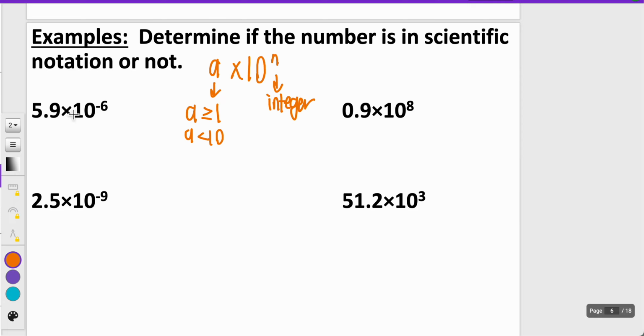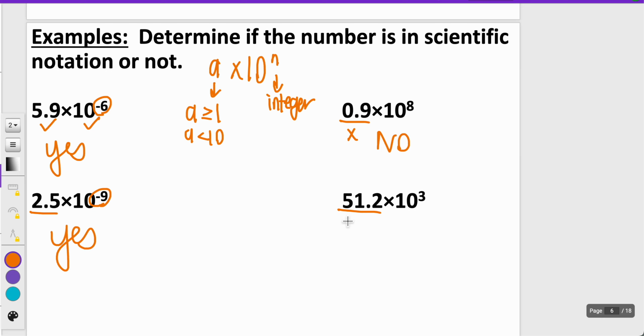Okay, so the first one, 5.9 times 10 to the negative 6. 5.9 is bigger than or equal to 1, but still less than 10, so that checks out. And negative 6 is an integer, so that also works. So we can say yes. This next one right here, 0.9 is not bigger than 1, so we automatically have to say no. For the next one, 2.5 is greater than or equal to 1, and my exponent is an integer, so I can say yes. And then the last one, I'm going to have to say no because 51.2 is still bigger than 10, so we're going to say no right away.